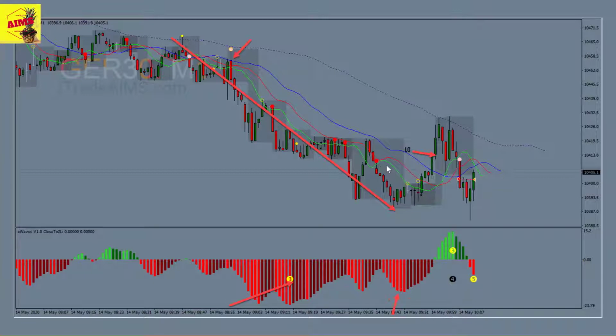But notice that it also has a divergence here. Inside the wave 3 we have a 3, 4, 5 already formulated, and so it goes up, bounces against the purple. Notice how it reacts to these levels.